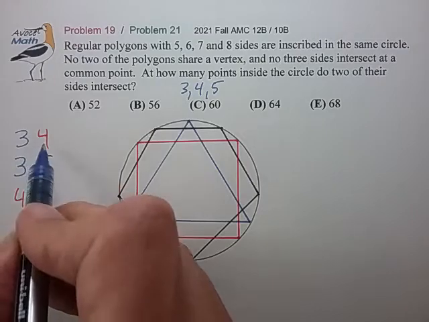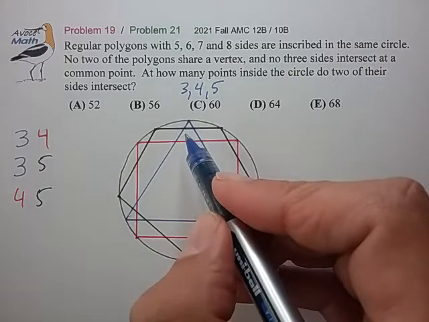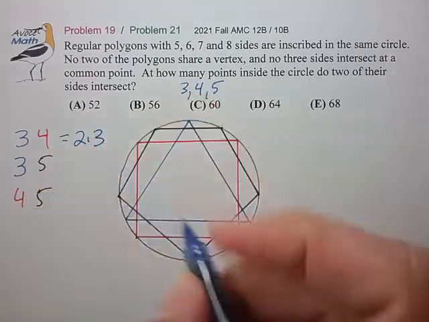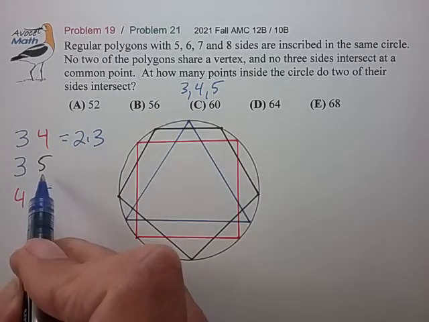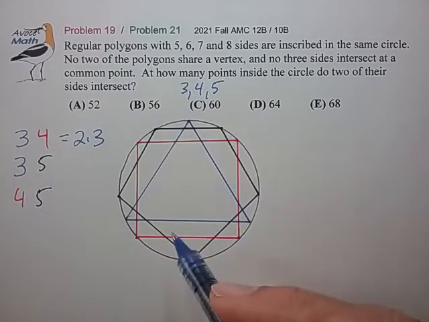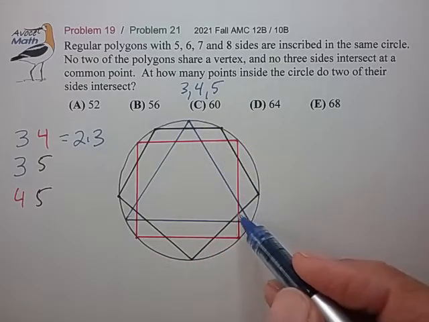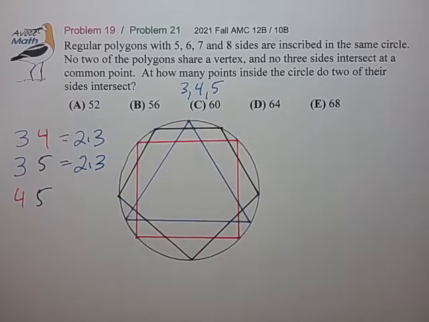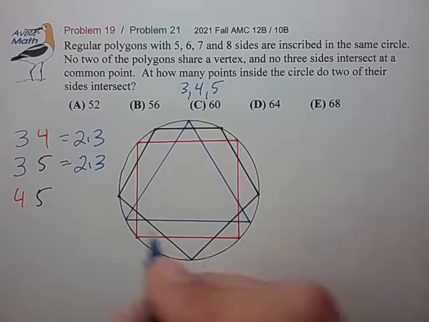So for the triangle interacting with the square, we see that we have 1, 2, 3, 4, 5, 6, 2 times 3 intersection points between those pair of figures. Between the triangle and the pentagon, it looks like 1, 2, 3, 4, 5, 6. So also 2 times 3. And for the square interacting with the pentagon, we'll have 1, 2, 3, 4, 5, 6, 7, 8.